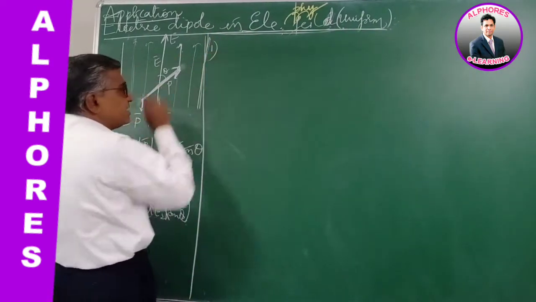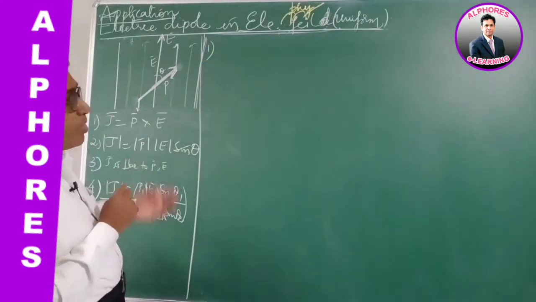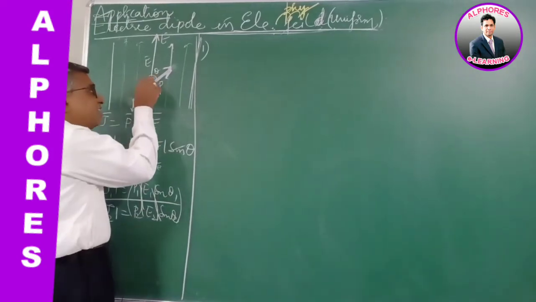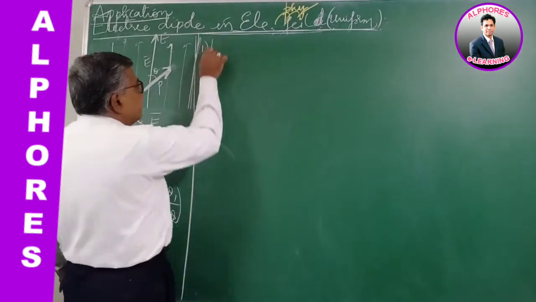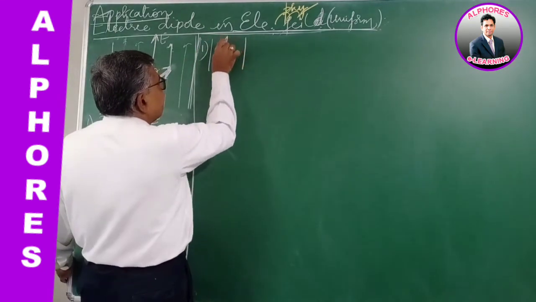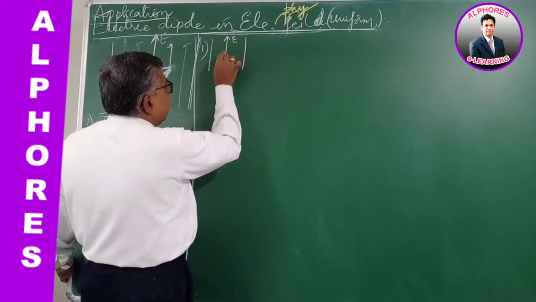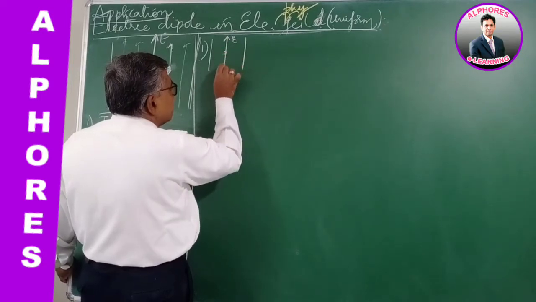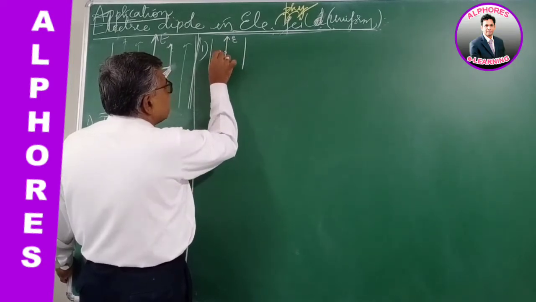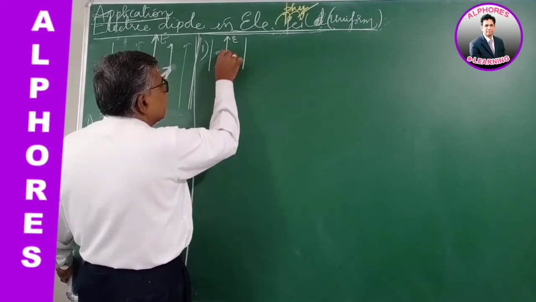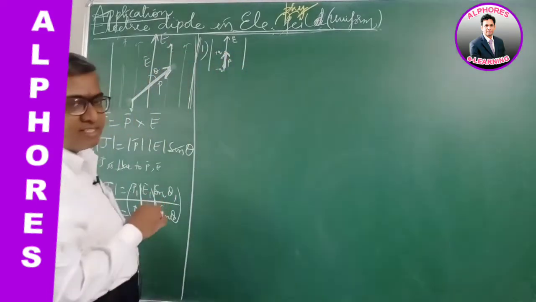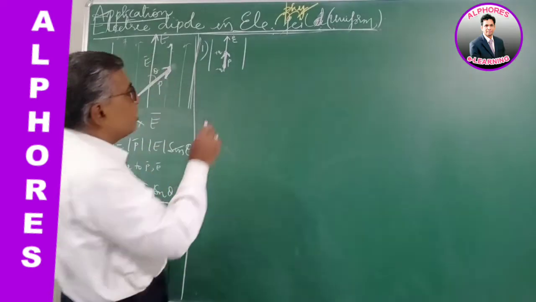Now, let us take up the different cases. What happens had this dipole been in the direction of the electric field? That is, there is a uniform electric field like this and our dipole is also in the same direction. So this is minus Q, this is plus Q. Our dipole is also in the same direction like this. P and E are parallel.